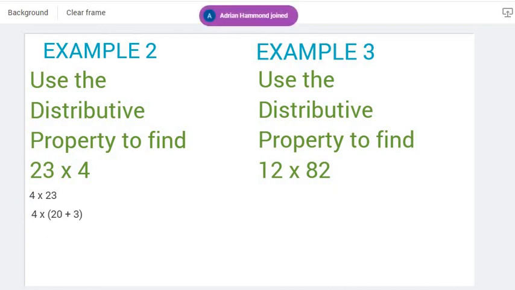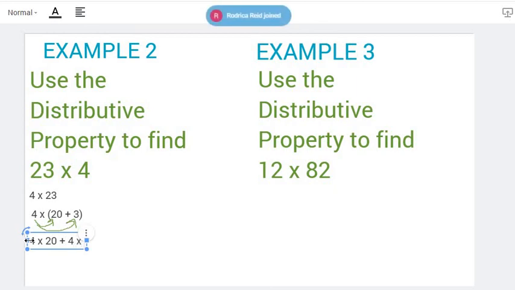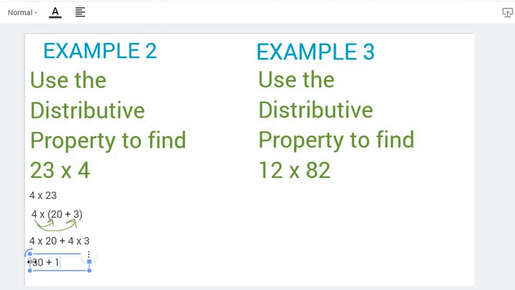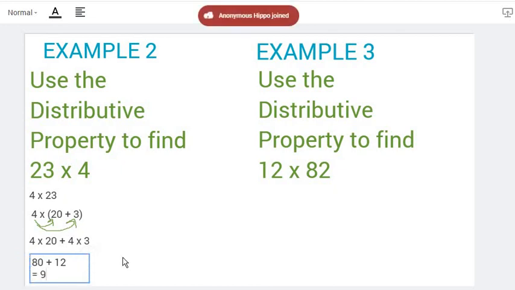Then I use the distributive property. So I'm going to say 4 times 20 plus 4 times 3, which gives you 80 plus 12, and that gives you 92.